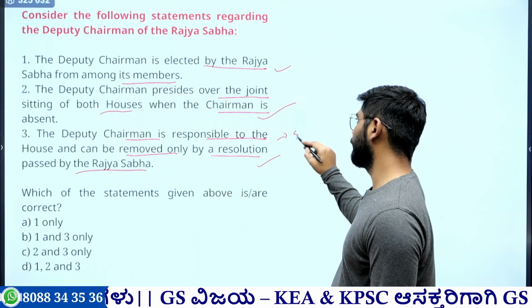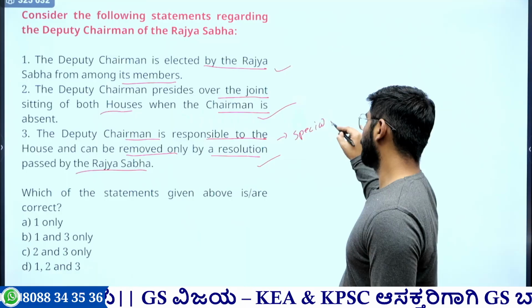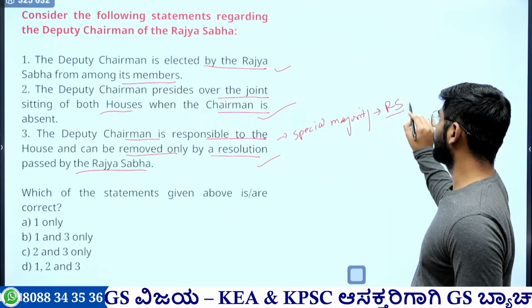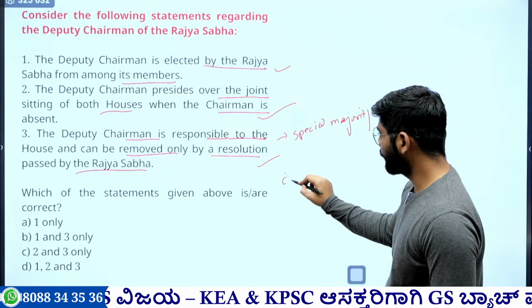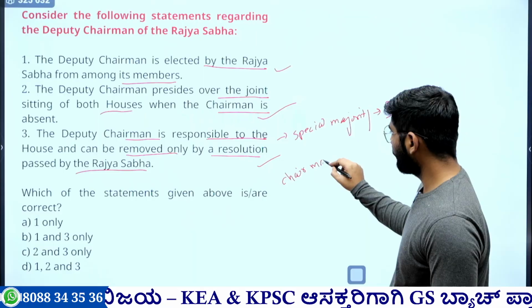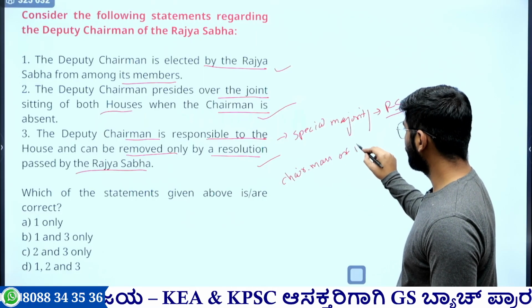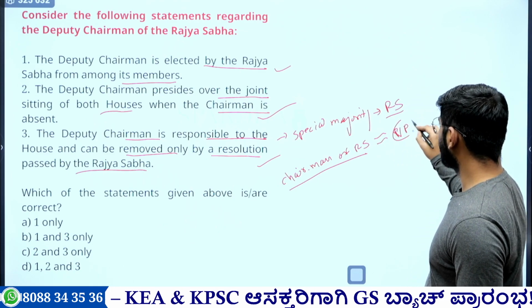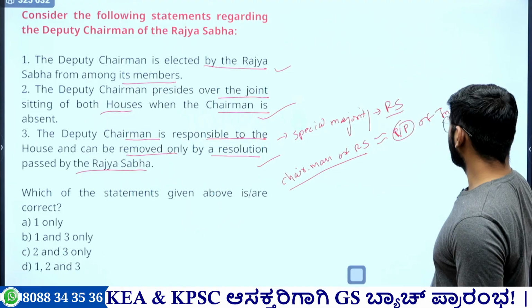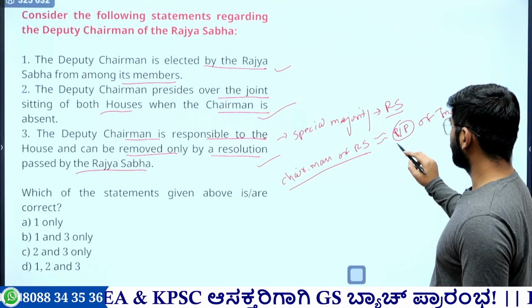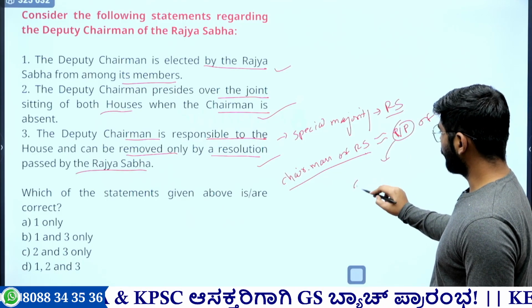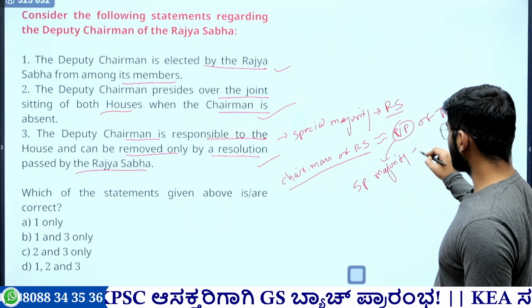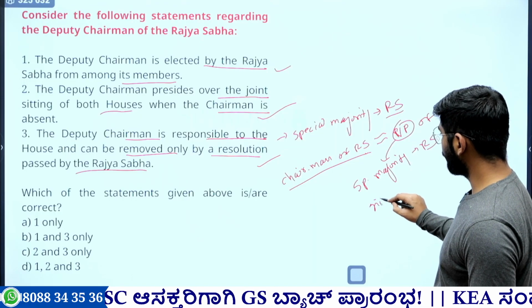And for the resolution, we need a special majority, and this special majority only in Rajya Sabha. There is no role of Lok Sabha. But when it comes to the Chairman of Rajya Sabha, he is nothing but the Vice President of India. So this time what we need to do? We need to remove him. We need a special majority in Rajya Sabha and a simple majority in Lok Sabha.